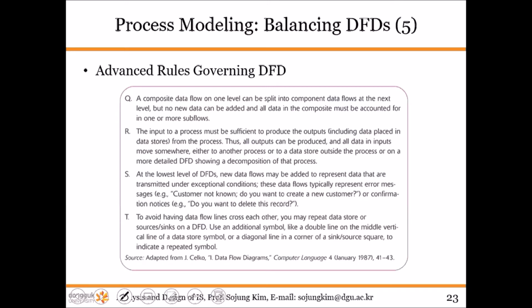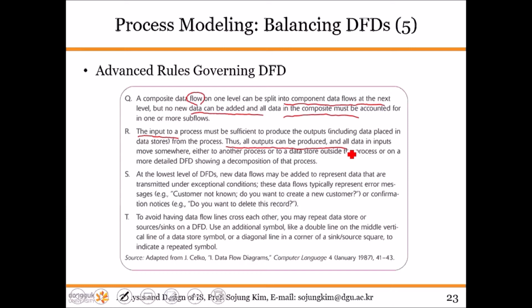Okay, component data flow on the one level can be split into the component data flow at the next level, but no new data can be added, and all data in composition must be accounted for in the one or more subflows, and the input to a process must be sufficient to produce the output. Okay, so detailed information is better from the process. Thus, all output can be produced and all data in input move somewhere, either to another process or to a data store outside the process, or to one or more detailed DFDs showing a decomposition of the process.